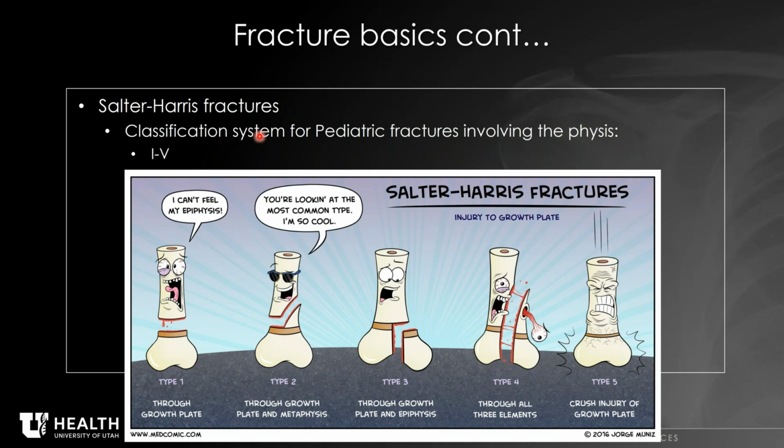A type 2 fracture is through the growth plate and the metaphysis. The type 3 is through the growth plate and the epiphysis, and type 4 is through all three elements. So the metaphysis is here, then we have the physis, and then we have the epiphysis. This is showing it on the distal bone, right? But on the proximal bone, you just flip it, and the epiphysis would be the most proximal, then you get the physis, then the metaphysis, and then here would be the diaphysis. And then a type 5 is a crush injury of the growth plate, and these are the worst to get.